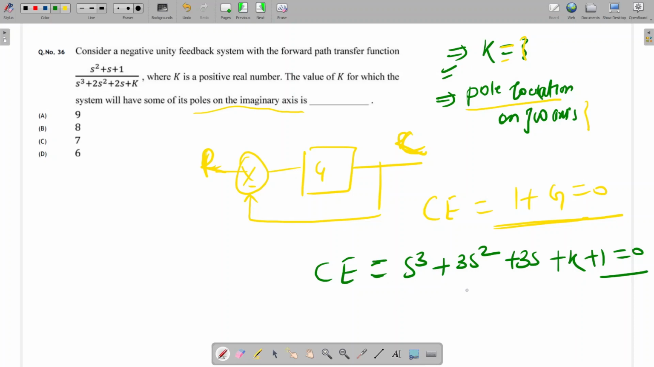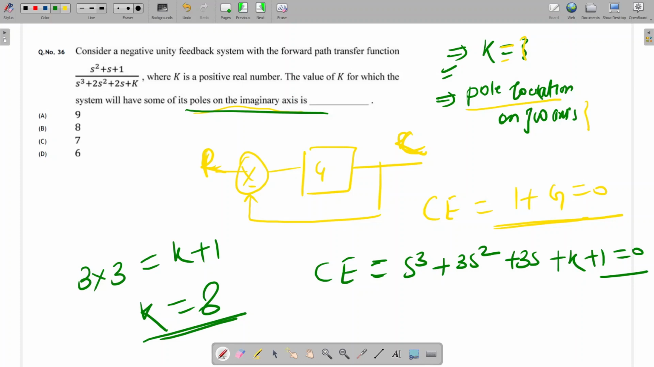So what will be the value of k to make it marginally stable? The rule is that for marginal stability, the internal product should be equal to the external product. So 3 into 3 is equal to k plus 1, and k will be equal to 8. And what will be the value of pole on the j omega axis? The pole on the j omega axis is the solution of the auxiliary equation. And what is the auxiliary equation?